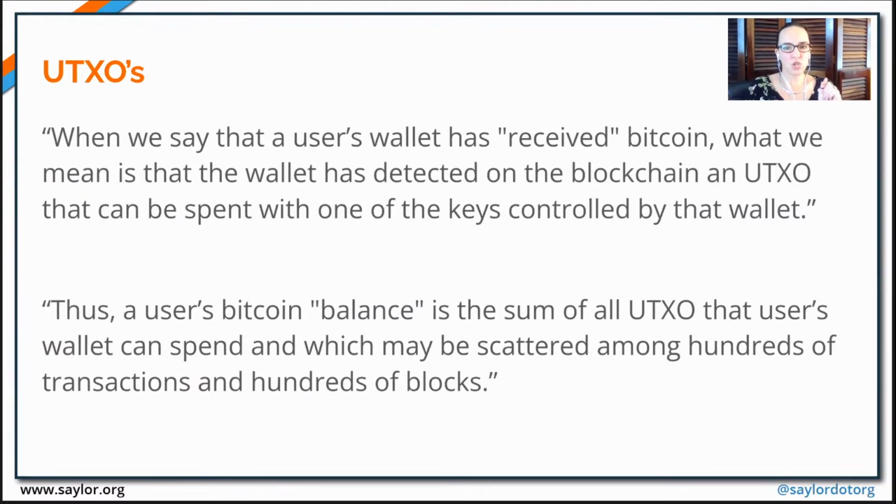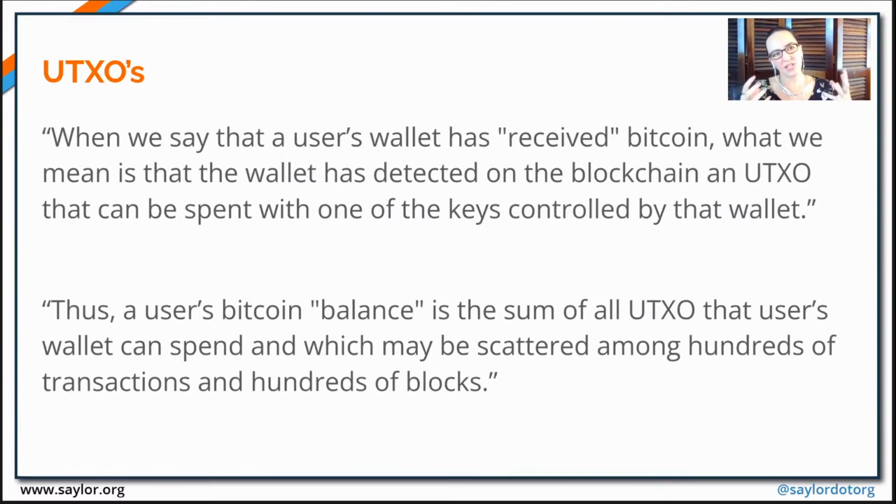When we say that a user's wallet has received Bitcoin, what we mean is that the wallet has detected on the blockchain a UTXO that can be spent with one of the keys controlled by that wallet. Your wallet scans the Bitcoin blockchain and says, aha, that UTXO, I think I can spend it. So that's part of my balance. Thus a user's Bitcoin balance is the sum of all UTXOs that the user's wallet can spend, which may be scattered among hundreds of transactions and hundreds of blocks.